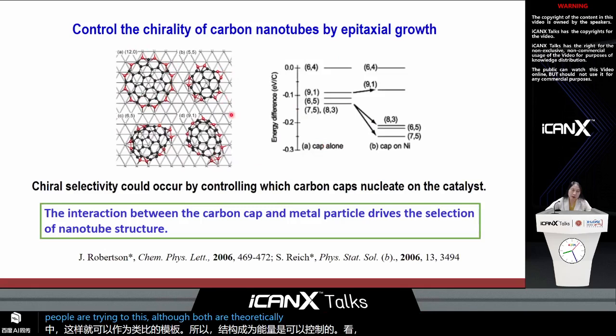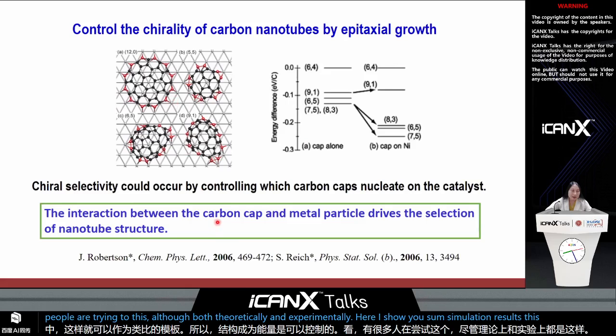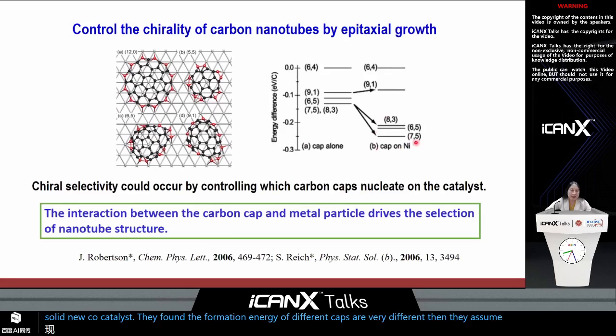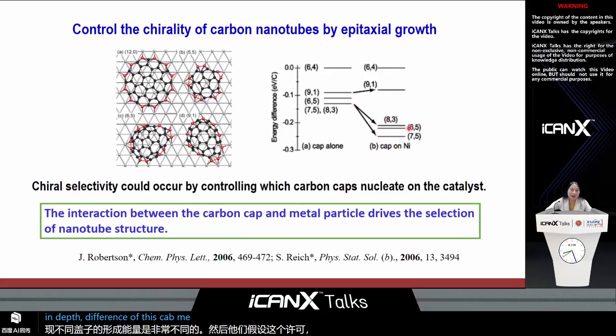Here, I show you some simulation results. This is a simulation done by a group in Cambridge. They put the caps of different carbon nanotubes on the surface of a solid nickel catalyst. They found the formation energies of different caps are very different. Then they assumed this difference in formation energy may cause a nucleation difference among the different chiralities. Eventually, maybe we can realize the selective growth of carbon nanotubes with only one chirality.